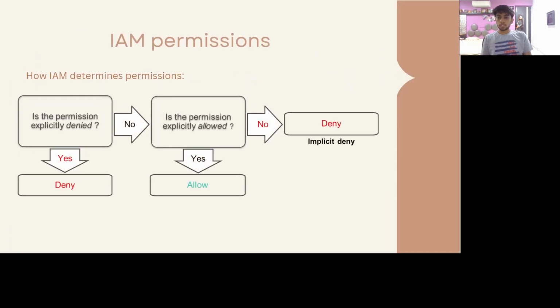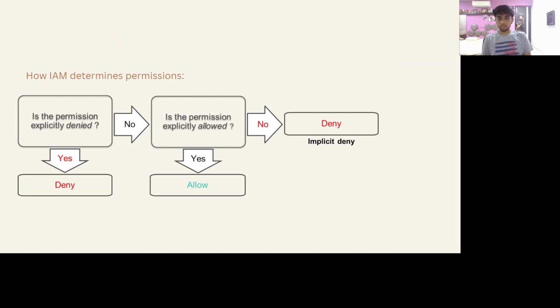IAM permissions. Is the permission explicitly denied? If the permission is explicitly denied, then yes, deny. If the permission is not explicitly denied, then it goes on to check what is denied and what is allowed. If the permission is explicitly allowed, then all the permission will be given to the user. If the permission is not explicitly allowed, or some part is allowed and some part is denied, then it will be an implicit deny.